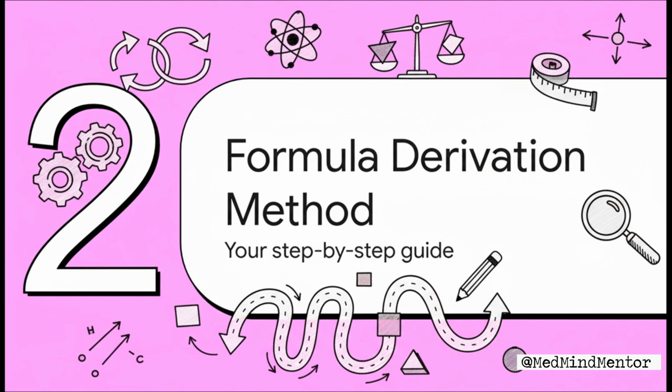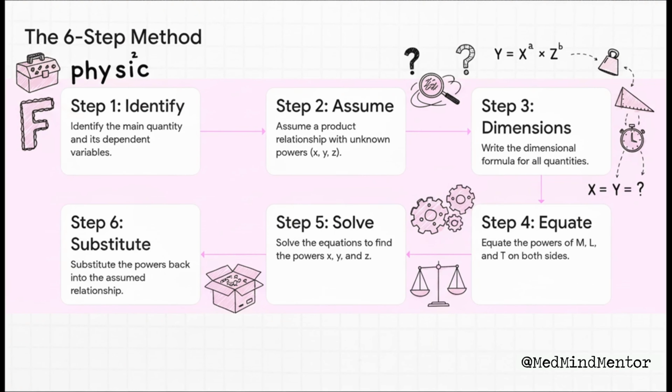Okay, so how do we actually do this? Let's break it down into a simple process that you can follow every single time. Think of this as your guide to building any formula you need. Think of this as your recipe. Step 1 is super simple. Just figure out what you're trying to find and what other things it depends on.